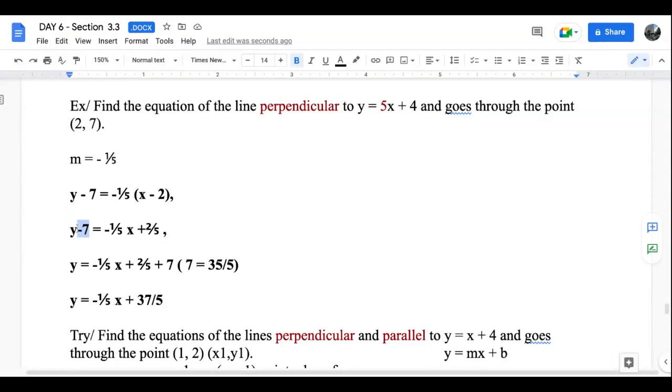We can simplify a little bit and move negative 7 to the other side, where it becomes plus. Then we need to combine those two numbers. 7 equals 35 over 5. Now we have a common denominator, so we just add the two numerators: 2 plus 35 is 37, so 37 over 5. So the slope is negative 1 over 5, and the y-intercept is 0, comma, 37 over 5.